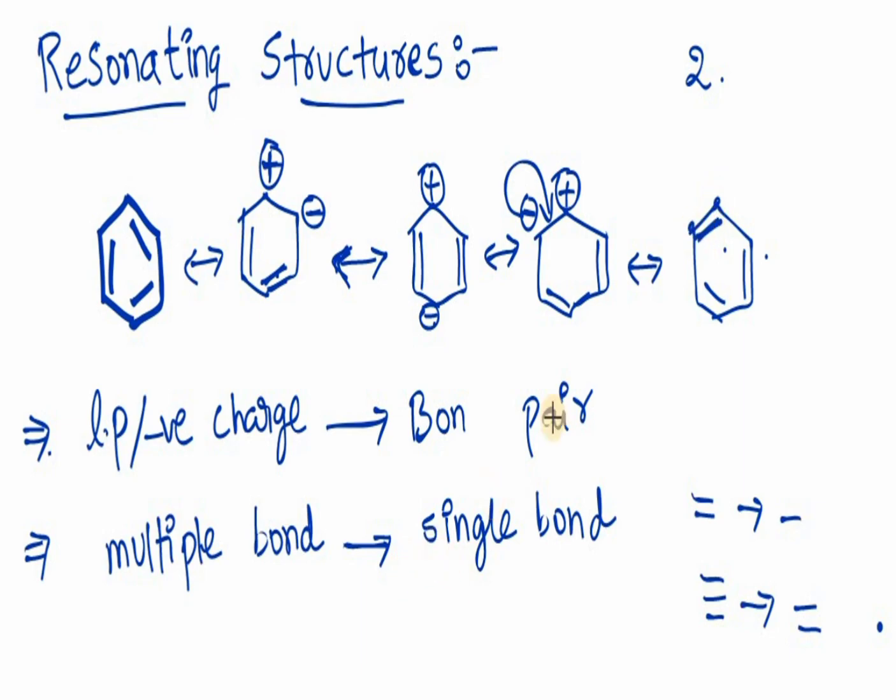So the first point is lone pair to bond pair, and next, multiple bond to single bond. In this case, a double bond converts into a single bond and a triple bond converts into a double bond. So let us write some other examples so that you will get a clearer idea.